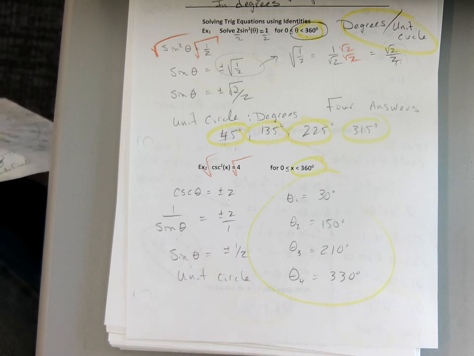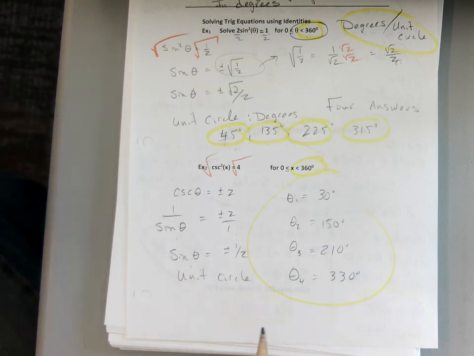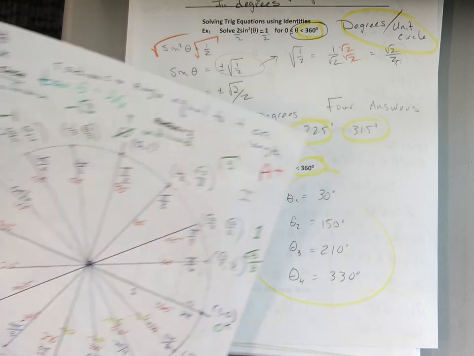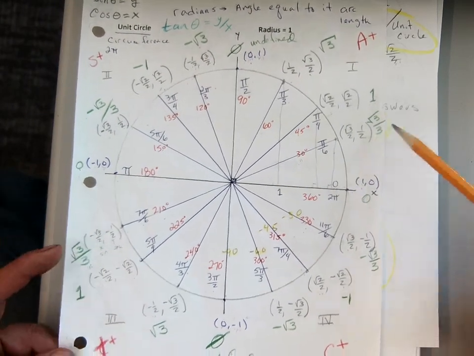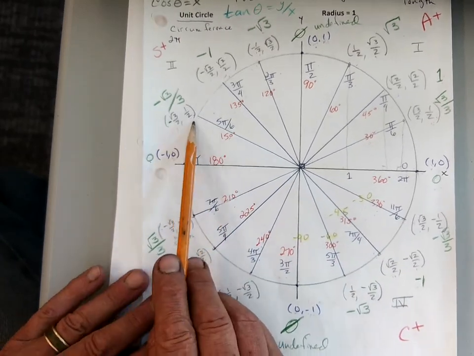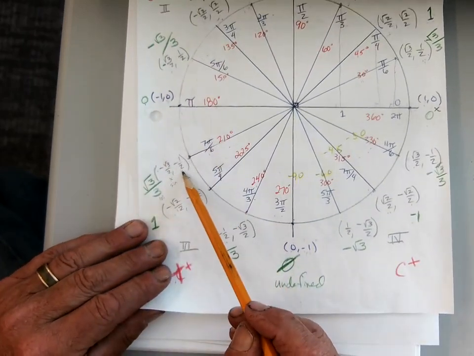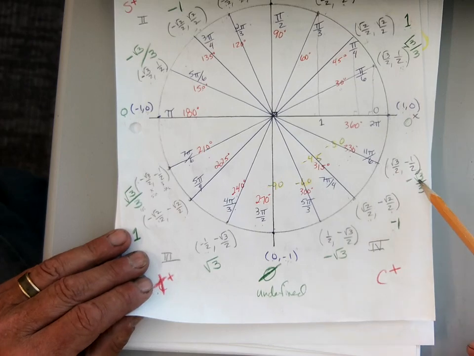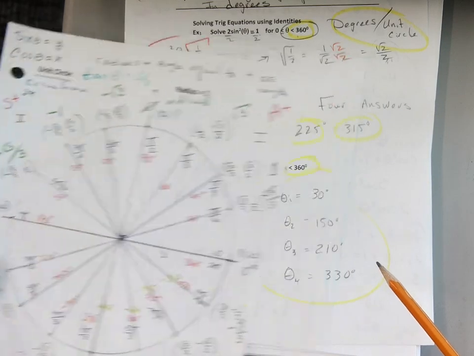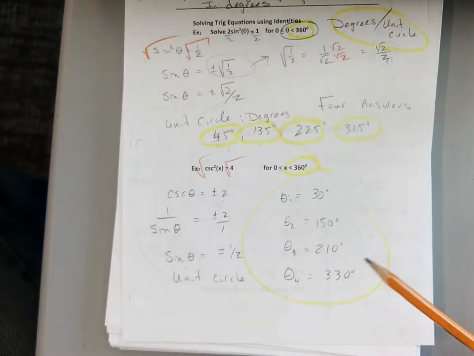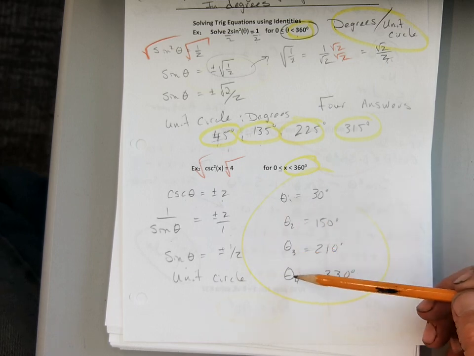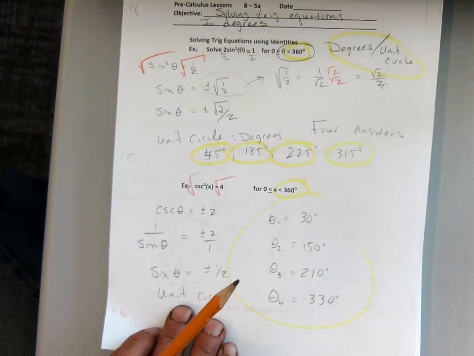So then on the unit circle, I'm looking for a y value of 1/2 and negative 1/2, and I can find it here at 30 degrees, here at 150 degrees, for the negative 1/2 here at 210 degrees, and the negative 1/2 here at 330 degrees, okay? I've got 4 answers, theta 1, theta 2, theta 3, theta 4. Pretty easy, I think, okay?